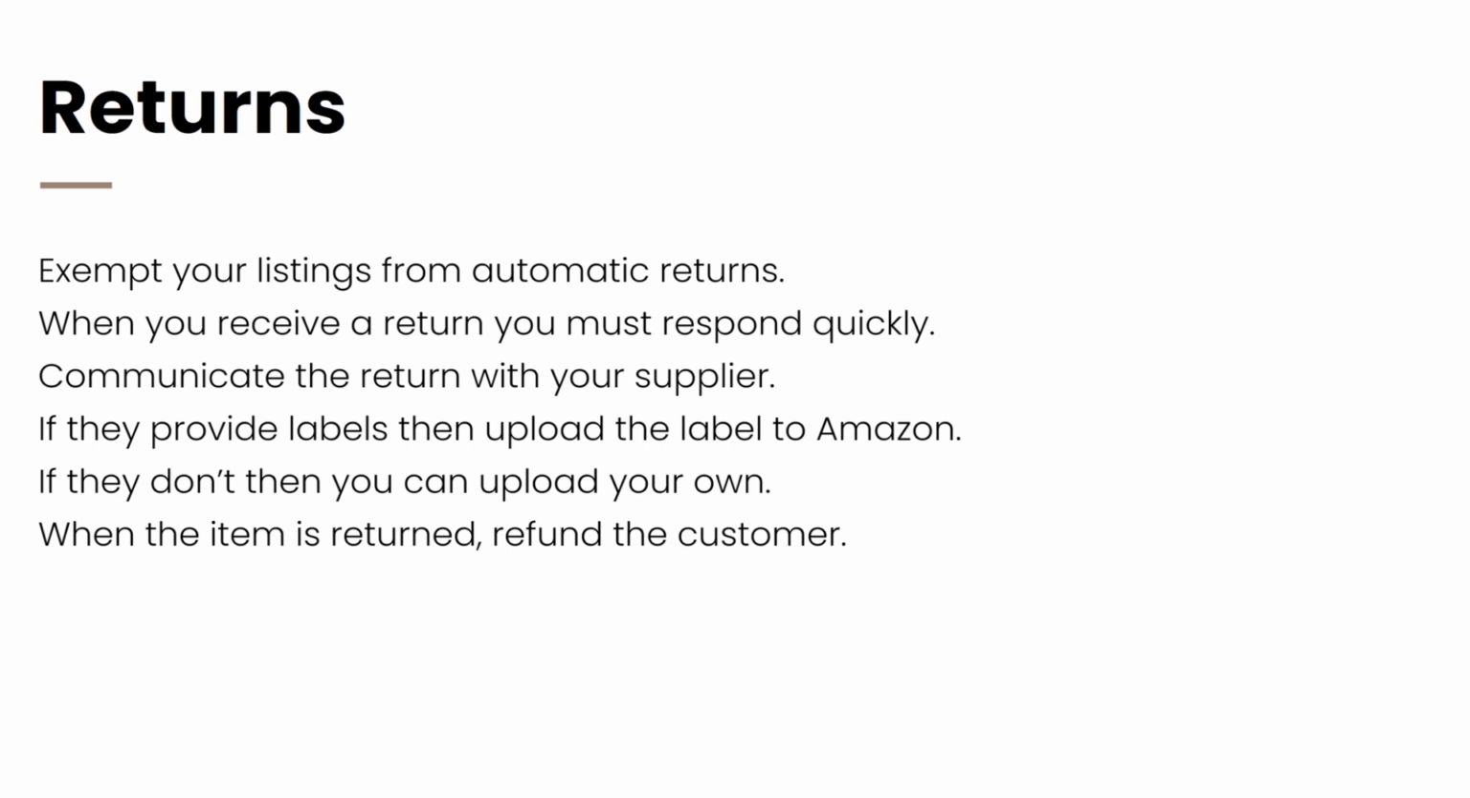When you receive a return, you must respond quickly. So what you want to do is, now that you are exempt from automatic returns, you're going to get a supplier. And then from your supplier, you're going to make sure that you communicate with them about the return. You're going to tell them about the return. They're going to send you a label. With the label, you're then going to upload it to Amazon. You're also going to upload the tracking number. And then from there, you are going to send it to your customer.